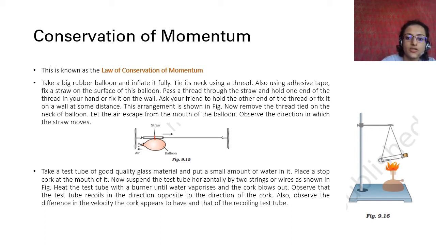This arrangement is shown in this figure. Now remove the thread tied on the neck of the balloon. What will happen? Let the air escape from the mouth of the balloon. Observe the direction in which the straw moves. The direction will be opposite to the direction in which it throws away the air.